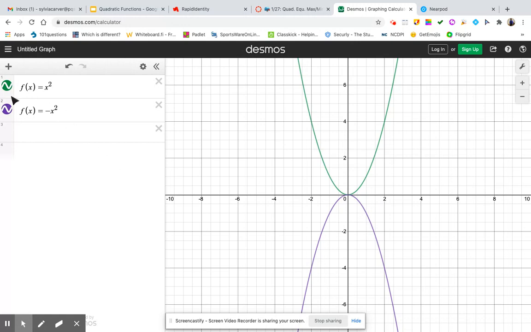If I'm only focusing on the purple, let me get rid of the green. If I only focus on this purple one here, my vertex is still 0, 0, but this time it's a maximum because that's the highest point that I'm getting to. My axis of symmetry is still going to be x equals 0 because it's going to go through the x coordinate of my vertex. And it's still clearly a parabola.